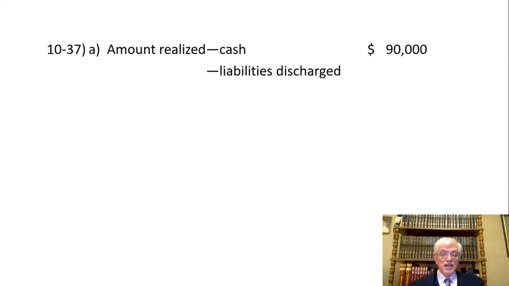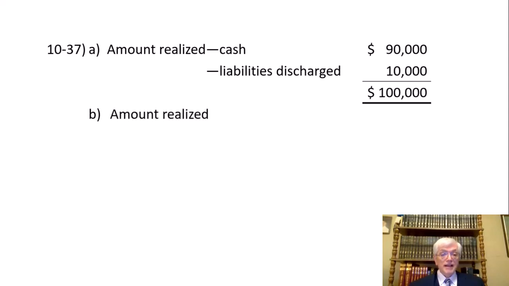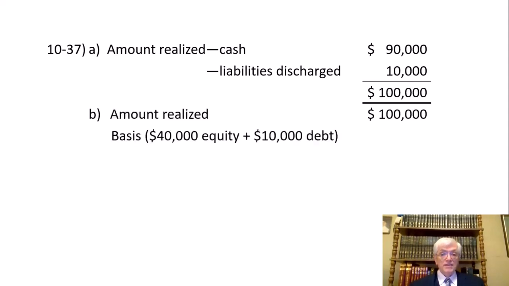Letter A, what is the total amount realized by Barry on the sale? Amount realized is cash of $90,000 plus discharge of liabilities. There's a $30,000 note payable there. So Barry's share of that was $10,000. Total amount realized is $100,000. Letter B, how much, if any, ordinary income must Barry recognize on the sale? Well, the amount realized, $100,000, basis, $40,000 equity plus $10,000 debt is $50,000.